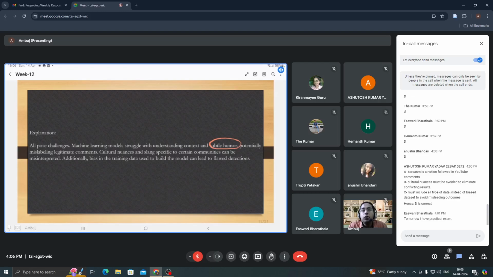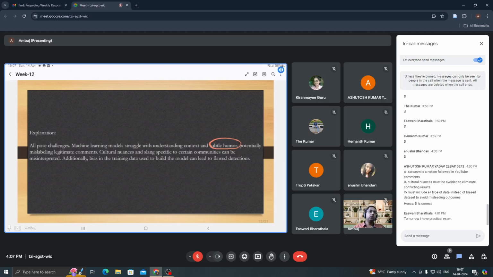Potentially mislabeling legitimate comments. Cultural nuances and slang specific to certain communities can be misinterpreted. Yeah, definitely, because data is less. Additionally, bias in training data used to build the model can lead to flawed detections. Definitely it would be correct. So all of the above would be correct.